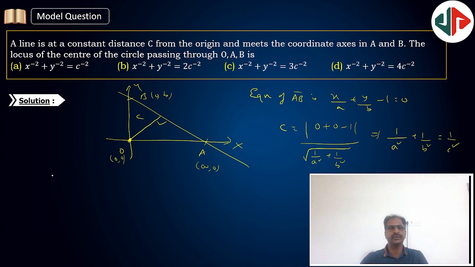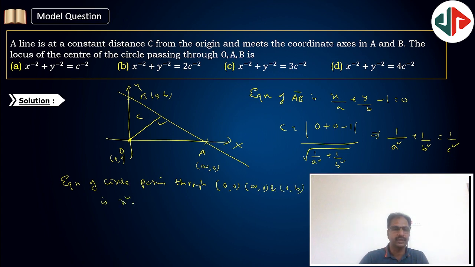What is required? Locus of center of the circle passing through 0, 0, A 0, 0 B. Just now I gave that circle equation. What is the equation of circle passing through 0, 0, A 0 and 0 B? Just in previous question only I gave that: X square plus y square minus ax minus by is equal to 0. Now what is the center for this? A by 2, B by 2, whose locus is required.